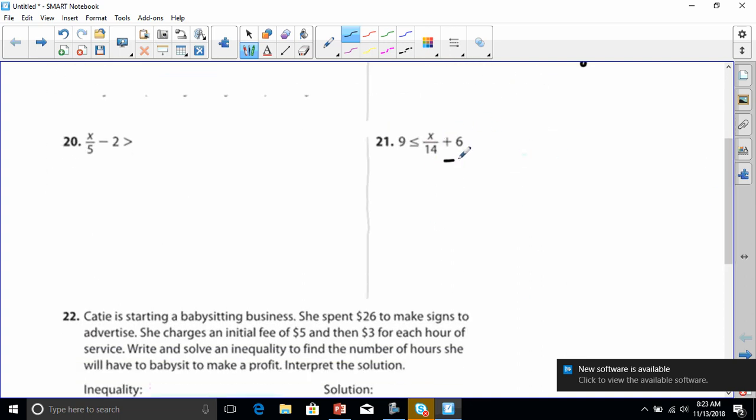So now I have to take away 6 because I followed PEMDAS backwards, and that's doing addition and subtraction first. I have to minus 6 from this side as well. And x over 14 comes down. My symbol stays the same so far. And 9 minus 6 is 3. Now I have to find a way to get 14 away from x. Well, again, it's not a negative number, so I don't have to change my symbol.